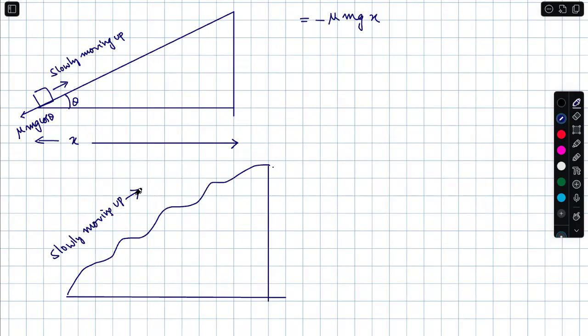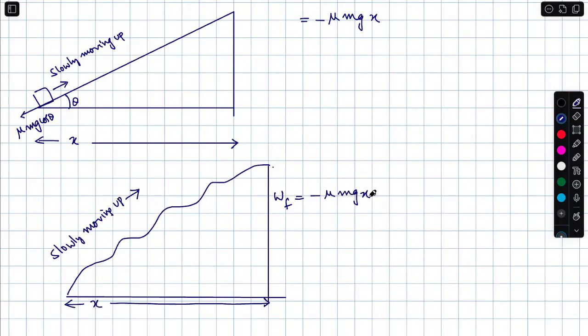Every portion is an inclined plane for me. I'll take the projections of all such inclines on the base. So finally, what will I get? Simple. This is x. In this case also, work done by friction is minus mu mg x.